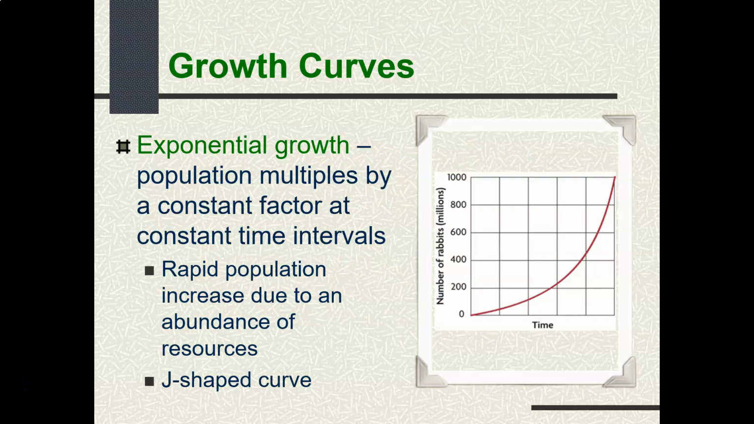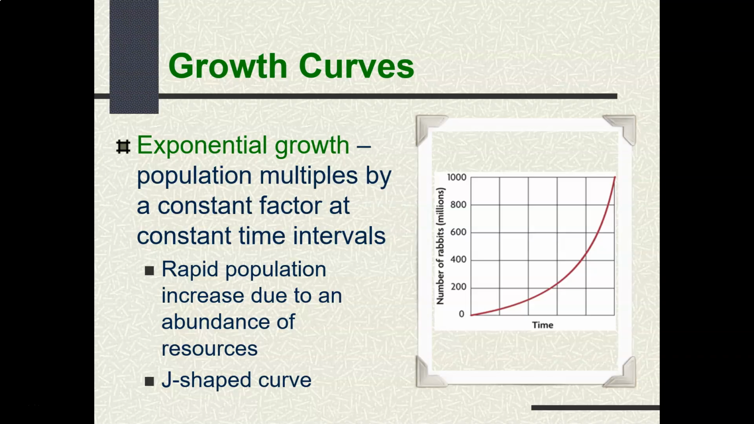So when we look at population growth from that standpoint, we really end up getting these two major patterns based on the amount of available resources. When we look at exponential population growth, where the population is doubling or at least multiplying by a consistent factor at a consistent rate of time, you end up getting what is called a J-shaped curve, right? Exponential growth is rapid population increase due to the fact that there's just an overabundance of resources.